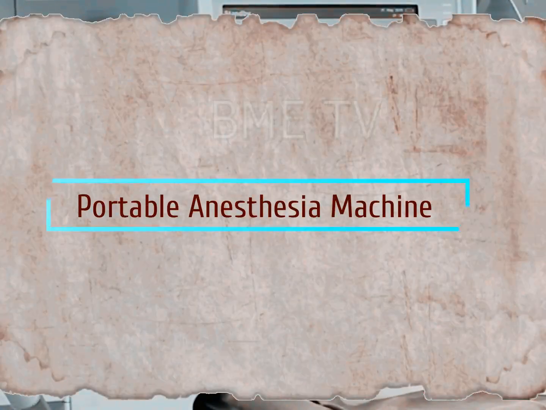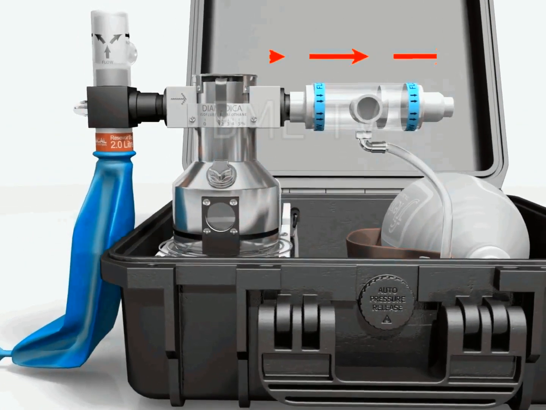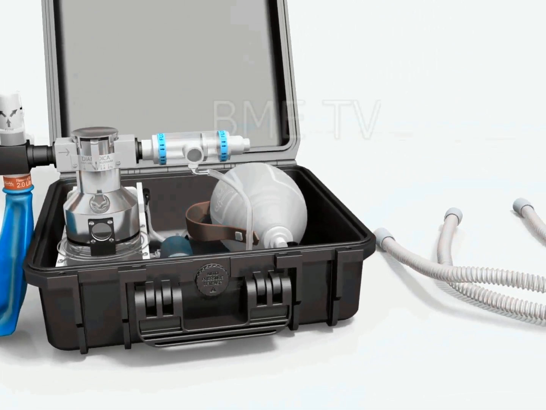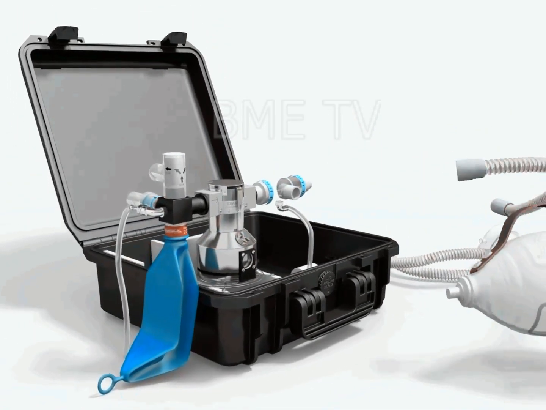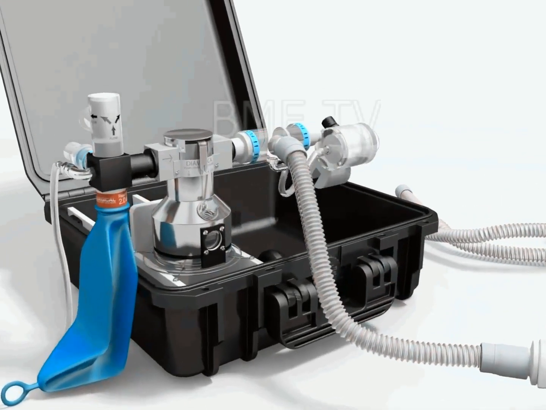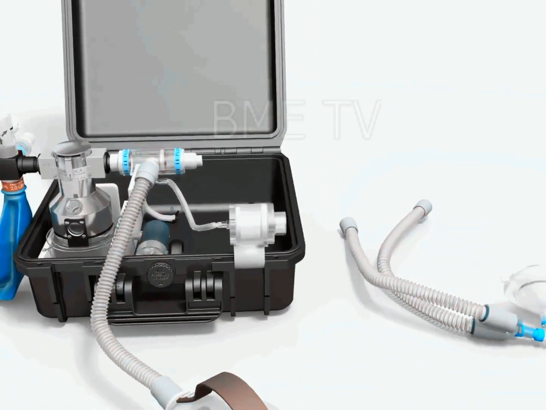Let's begin with the portable anesthesia machine. The portable anesthesia machine is engineered to be lightweight, portable, versatile, and easy to operate. The vaporizer accurately and quickly controls the concentration of inhaled anesthetic drugs, carbon dioxide, anesthetic gas, and other gas analysis. This type of anesthesia machine is used in veterinary hospitals for easy movement from one place to another.